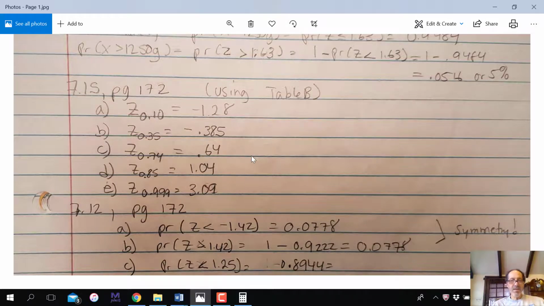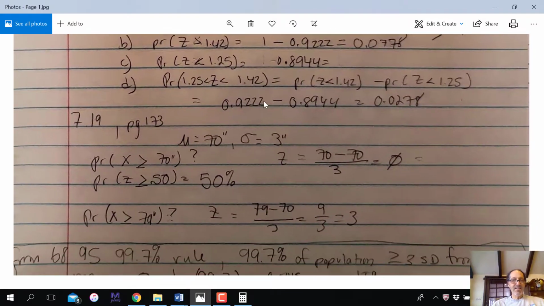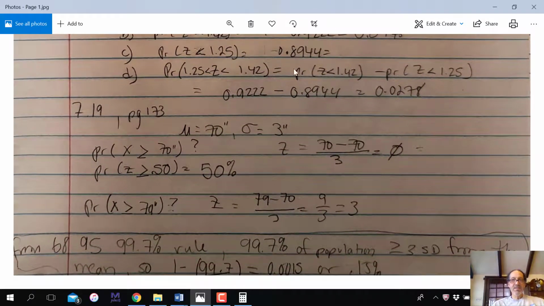Oh, I actually did 7.12, but I did it backwards for some reason. Yeah, that's silly. So you have the values there. This is what we did earlier. All right, let's go to 7.19.